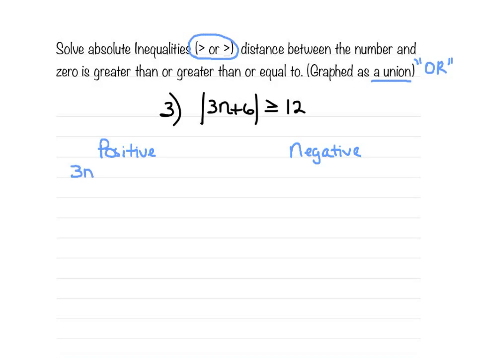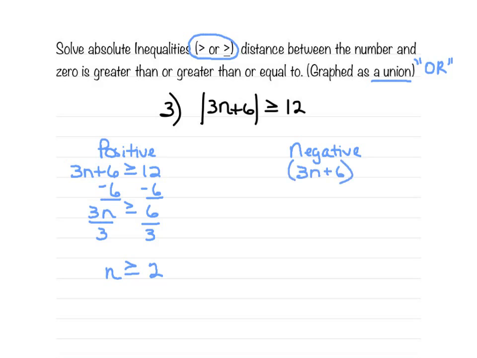We have 3n plus 6 is greater than or equal to 12. And we can go through and solve this very quickly. 3n is greater than or equal to 6. Divide by 3 on both sides. So we can say that n is greater than or equal to 2. Now on the negative side, remember, we're going to take what's inside the absolute values, 3n plus 6, and say the opposite of that, greater than or equal to 12. Remember that this is a negative 1 on the outside.